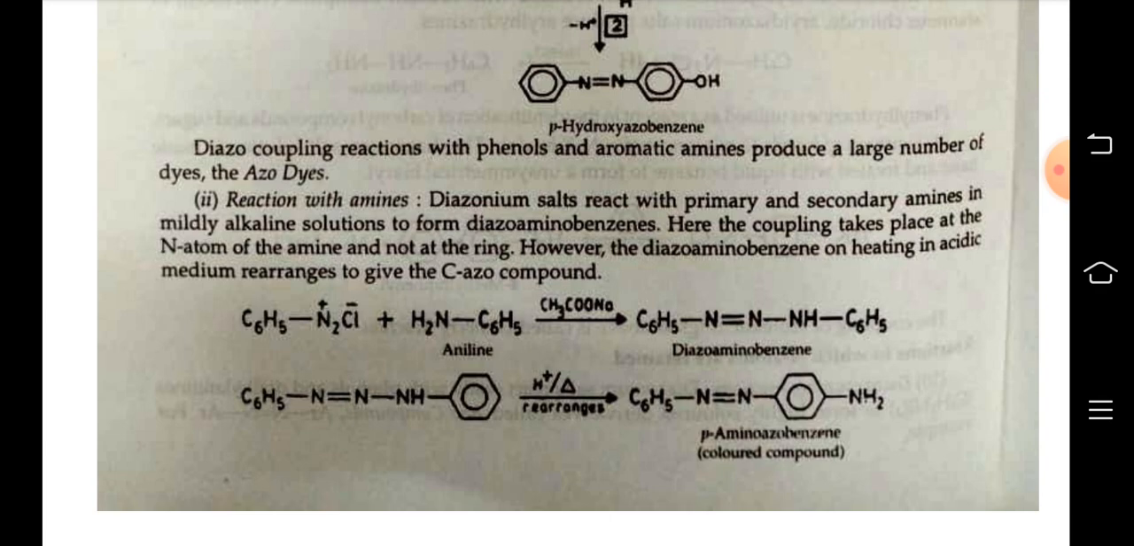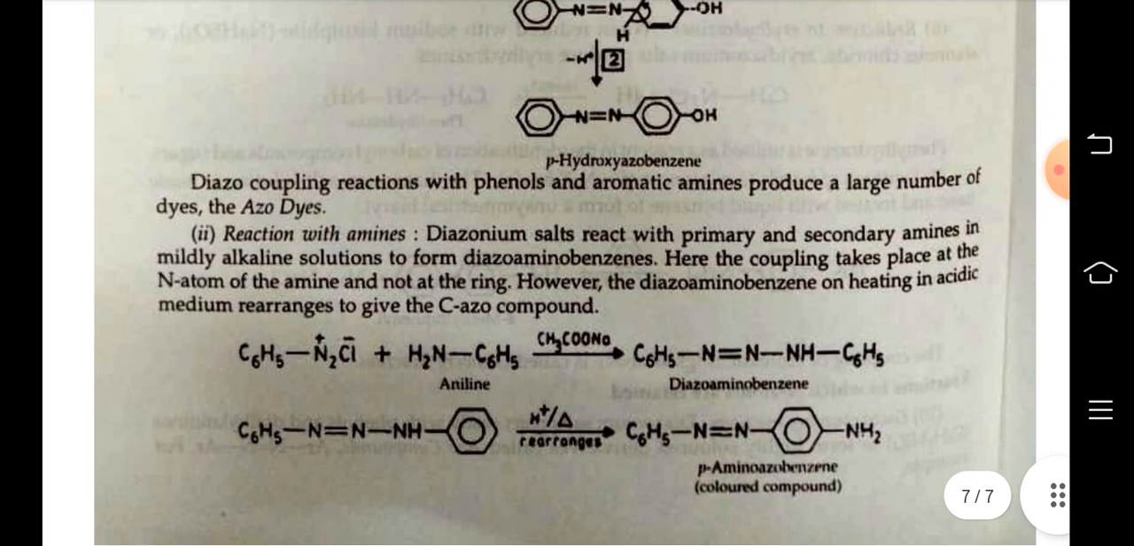C6H5N2+ Cl- plus aniline, C6H5NH2, in the presence of CH3COONa gives diazoaminobenzene. Second, C6H5-N=N-NH-C6H5 in the presence of H+ and heat rearranges to give para-aminoazobenzene, a colored compound. Thank you.